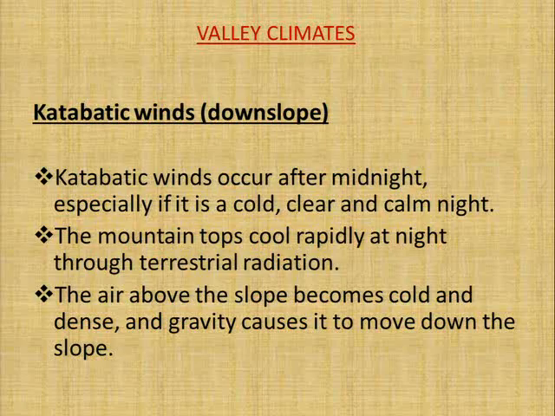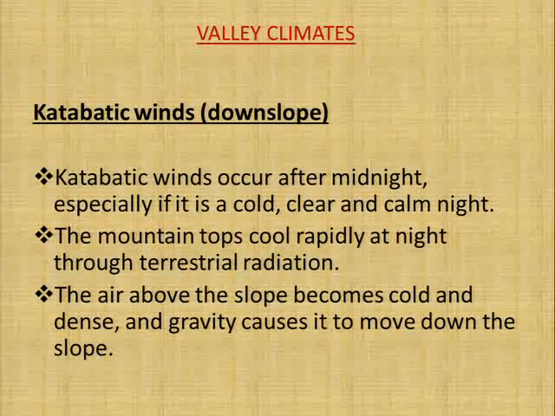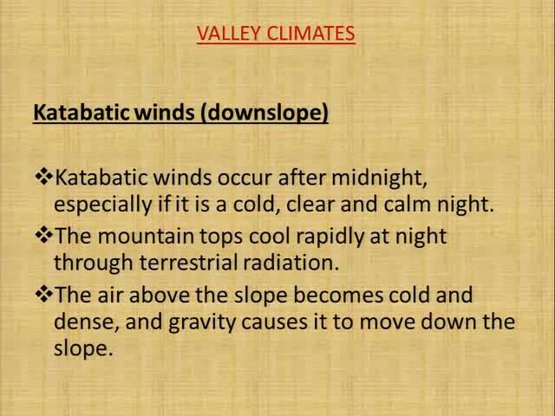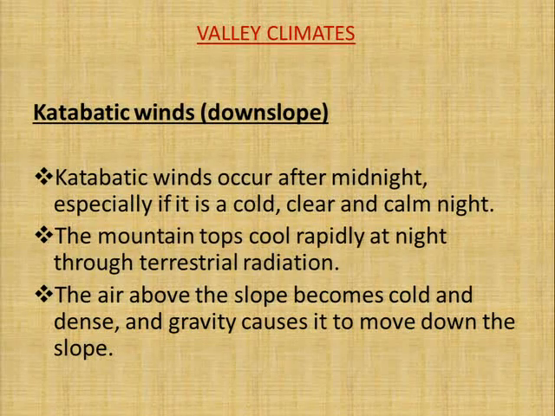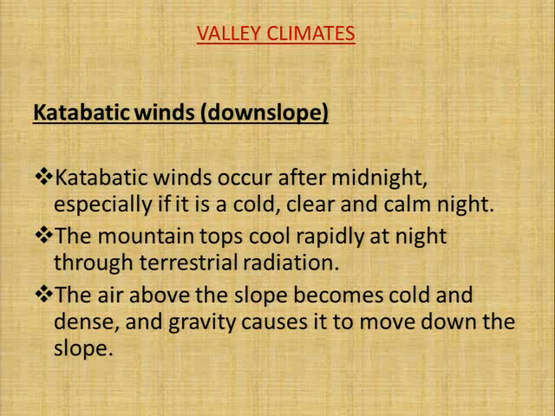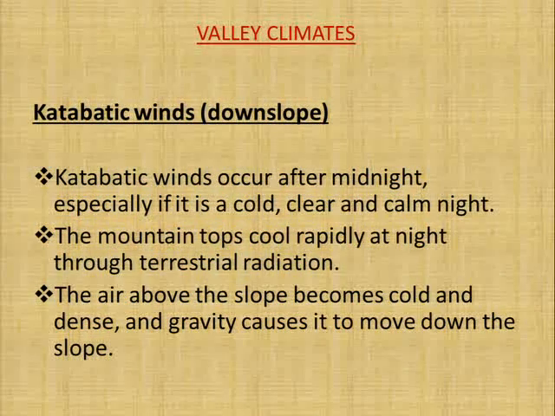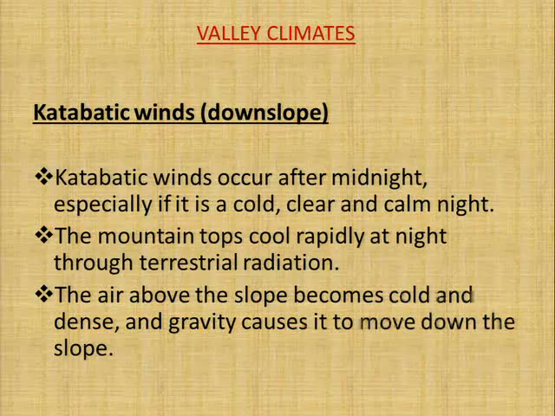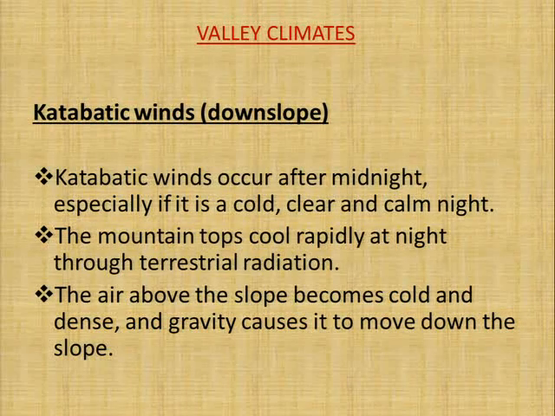Then the mountain tops, as I've indicated, cool rapidly at night through the terrestrial radiation. So because the heat has been radiated into the atmosphere through long waves, the mountain tops are cooler. Then the air above the slope becomes cold and dense. It is heavier, and gravity causes it to move down the slope. So that is why we have the air moving down the slope. So we say it is the katabatic wind. The kata means down the slope.